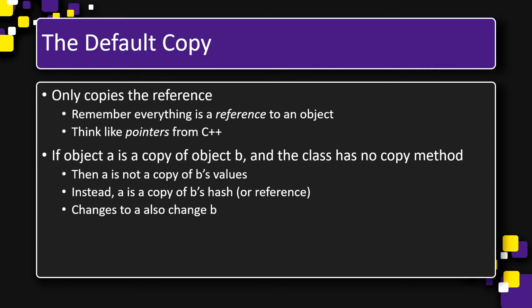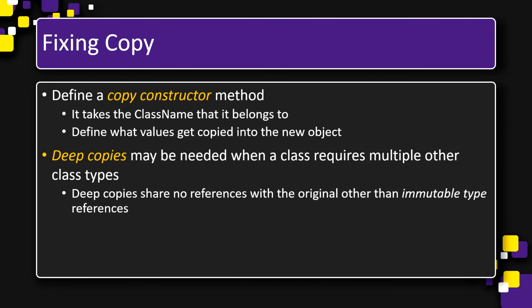So if we want to actually copy the values, we're going to do this using a copy constructor. So what's going to happen here is you're going to define a constructor that takes an object of its own class as a parameter. All right, and this then is going to define how values get copied into the new object. Deep copies may sometimes be needed when you have a class that contains other class types. That's called a has-a relationship. So deep copies may be needed when you have multiple layers of custom classes. And it's important that you make sure that you're copying things correctly.